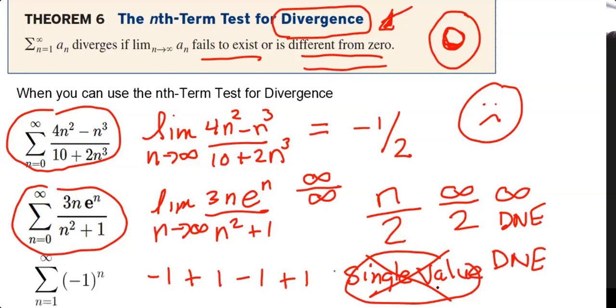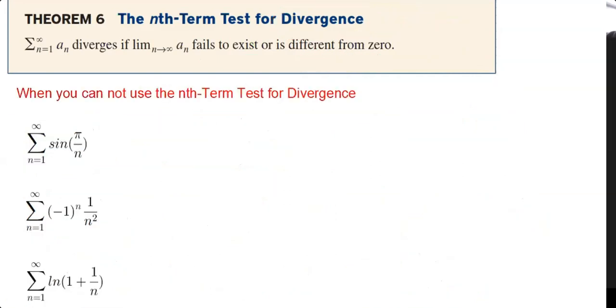So Nikki, can you use this test? Yes, because we can use this test if the limit is different than 0 or doesn't exist. It's that simple. So all three of these diverge. Now, next page. Look right here.